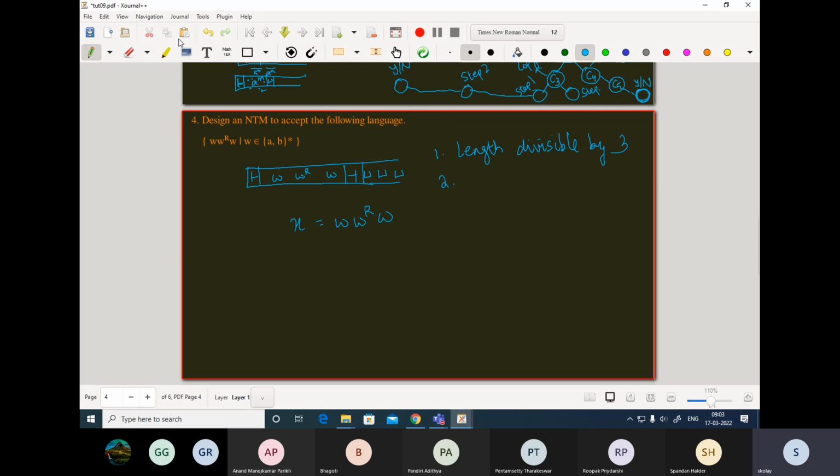Okay, so actually, I'll take this. Can we just divide the string into three partitions, like into three parts arbitrarily, and then we'll check if this thing holds? Like, is it of the form W, W reverse, W? So you're saying arbitrary 3 parts. Yes, ma'am.